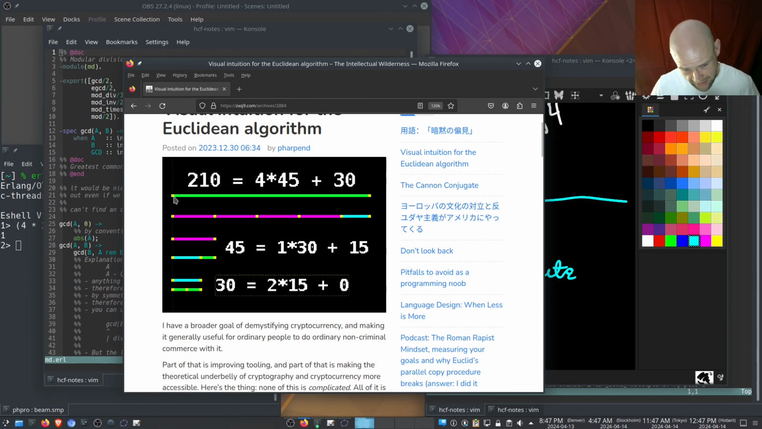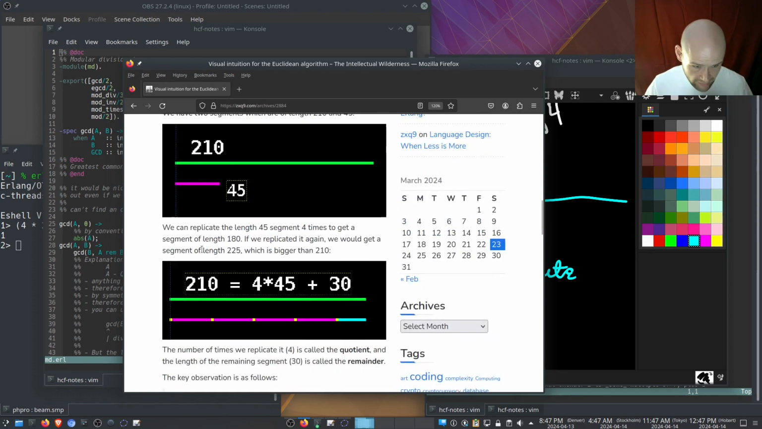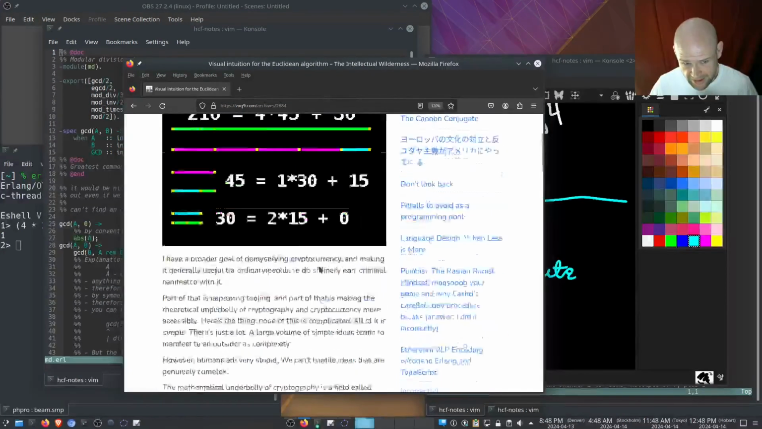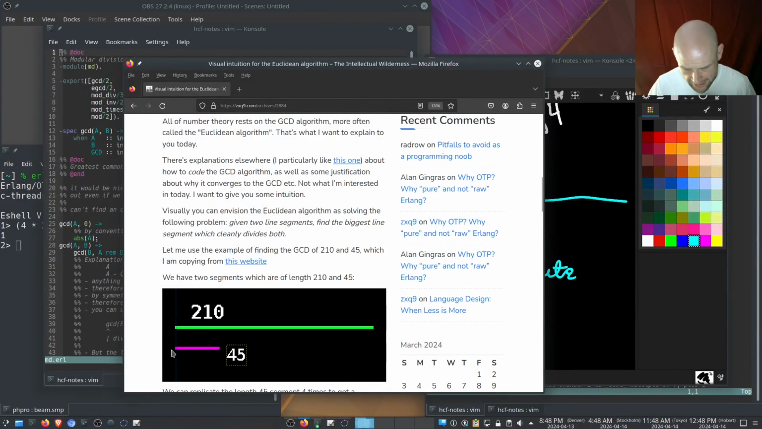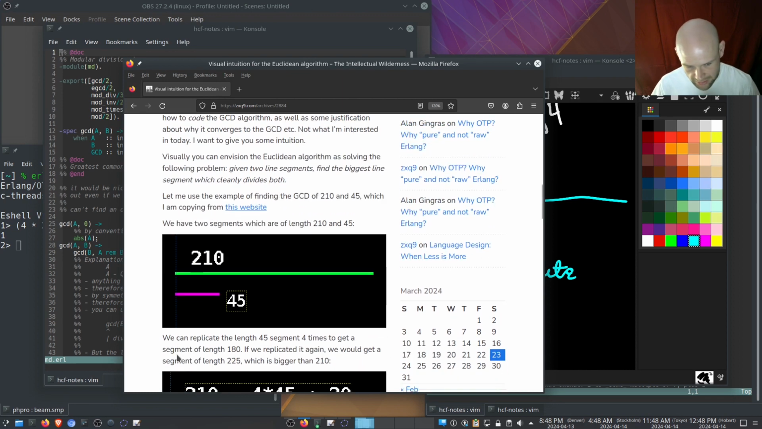And the way I think he phrased it, we have two segments here. We have this segment that's 210 long, this segment that's 45 long, and we want to find the biggest segment that evenly divides both of them. Does that make sense? I have 210 and 45, and I want to find the biggest segment that evenly divides both of these segments. I think the way Euclid phrased it was that he made a rectangle, 210 by 45, and he wanted to find a square that tiles the rectangle, which is the same problem. And you can think about why.